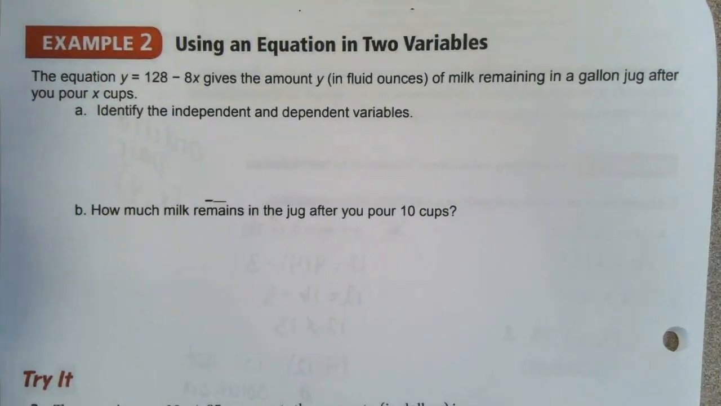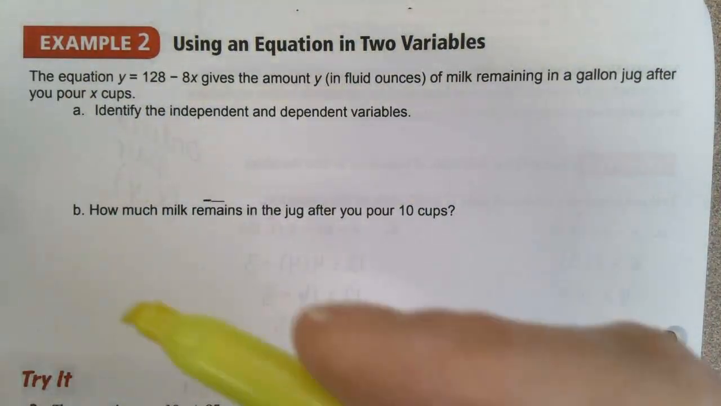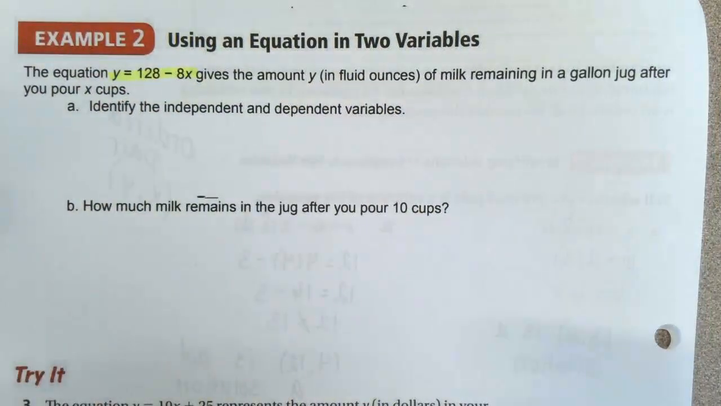Okay, so here's an example down here. The equation y equals 128 minus 8x gives the amount y in fluid ounces of milk remaining in a gallon jug after you pour x cups. So we have two variables. y is the amount of milk remaining in a gallon of milk, and x is how many cups you pour out. I always think about this like with my kids at home, they drink a lot of milk. So I'm thinking about which depends on the other. Does the amount of milk we have left at the end of the day depend on how much we pour out throughout the day? Or does how much milk we pour out depend on how much milk is left at the end of the day? Well, we have to pour the milk out first. So that's what this is all about.